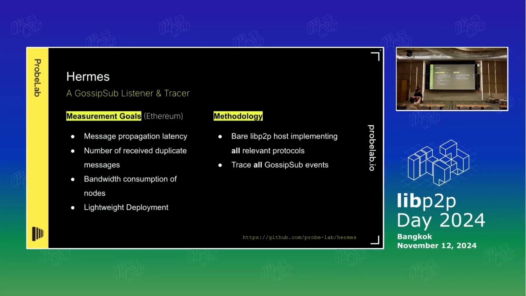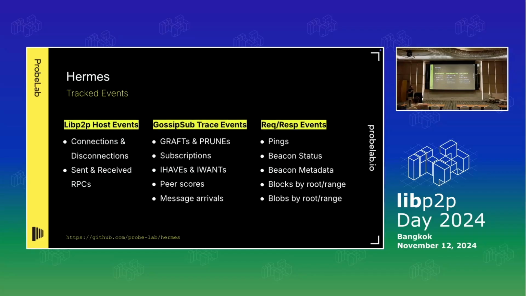Our method was to build a DHT host implementing all relevant protocols that are necessary to be a good citizen of the Ethereum network, and then trace all gossipsub events. Implementing these protocols means some protocols need to be forwarded to a full node, but only a subset of them. This allows us to have very lightweight Hermes instances, and this is how we can deploy multiple of these nodes without incurring huge infrastructure costs.